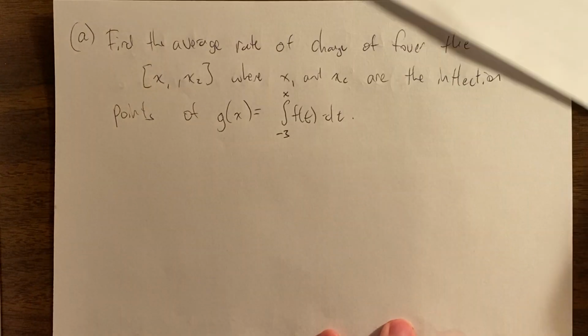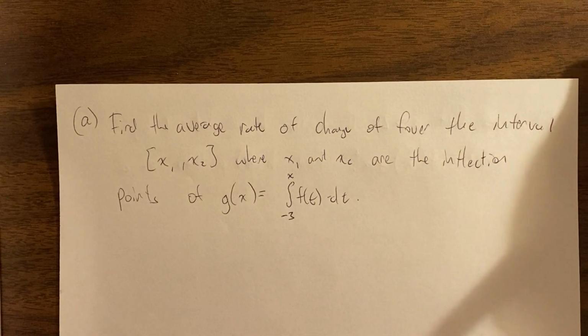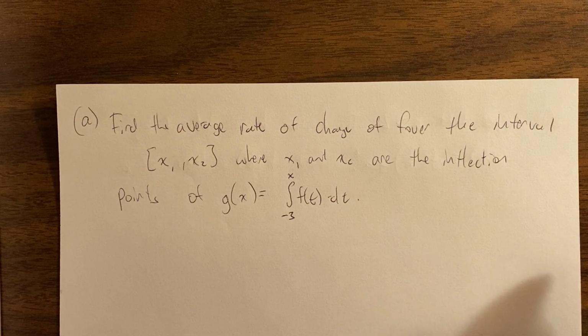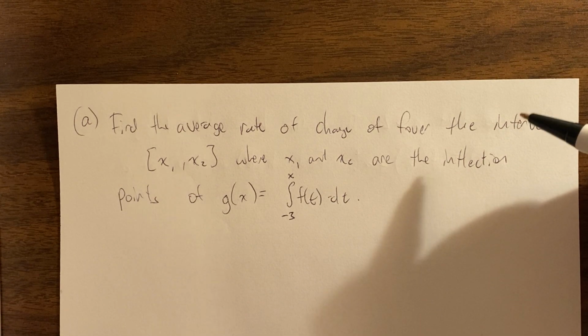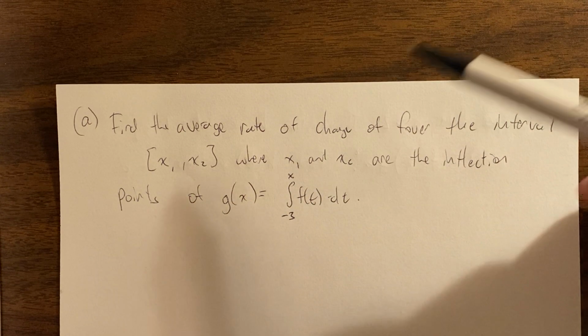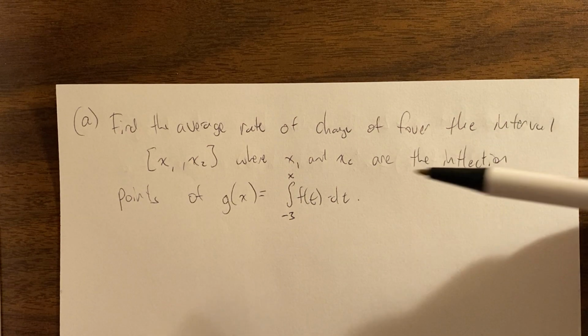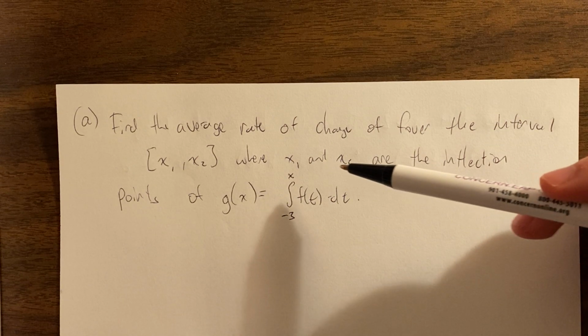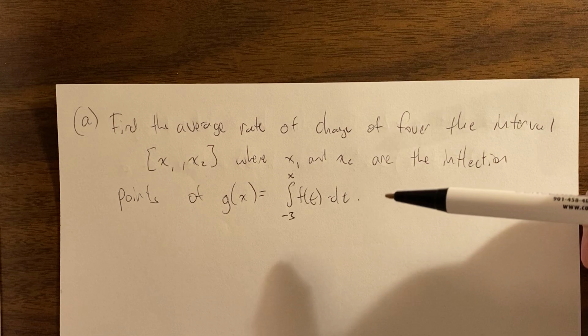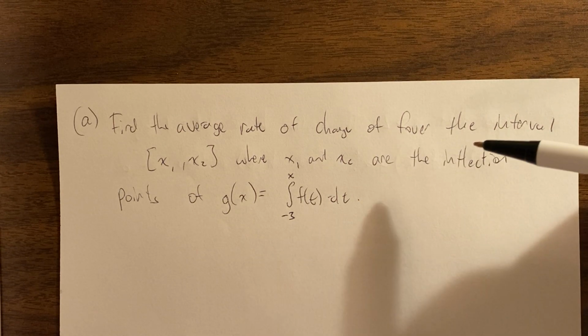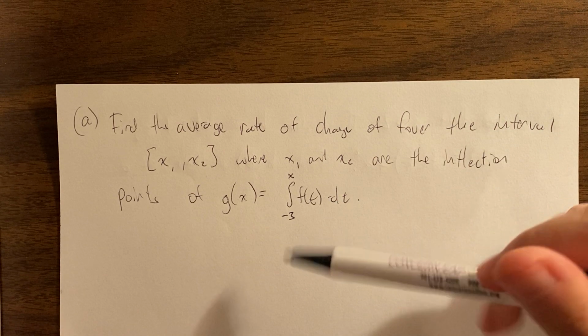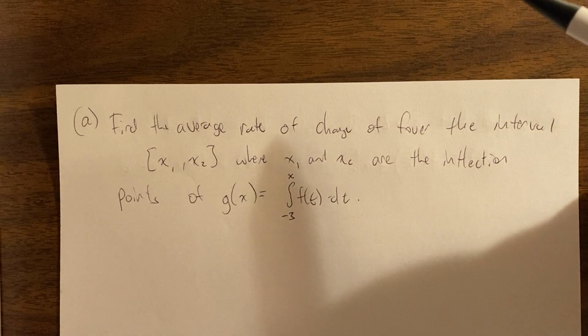But let's get started. So our first question is, find the average rate of change of f over the interval [x1, x2]. But of course, this is a little tricky. They don't give me the actual x1 and x2. What they're saying is you need to find x1 and x2 first, and those are going to be the inflection points of this function g, which is the integral of f.